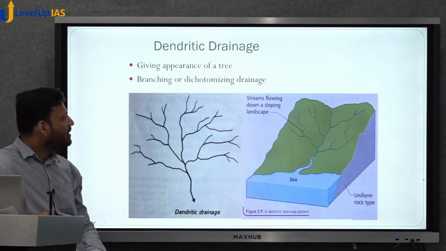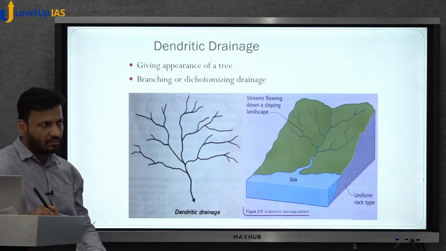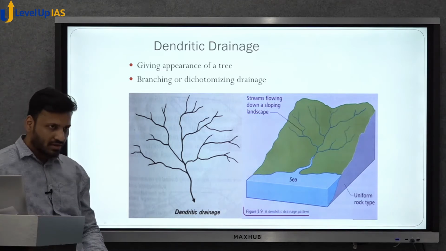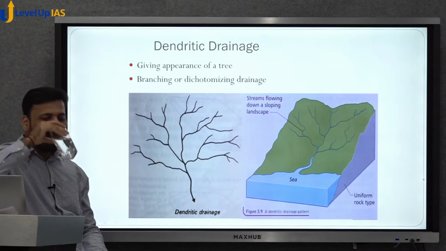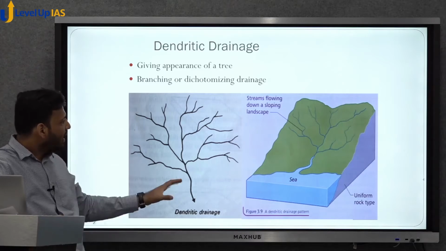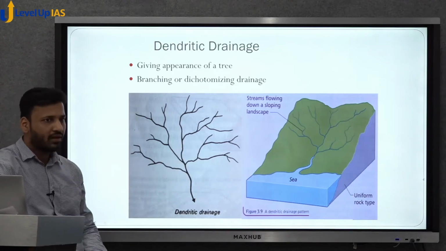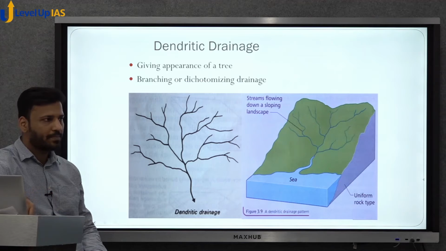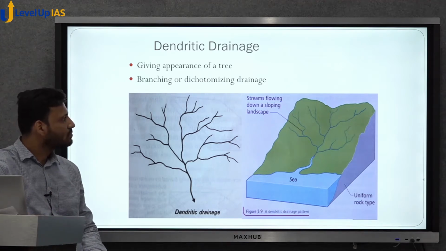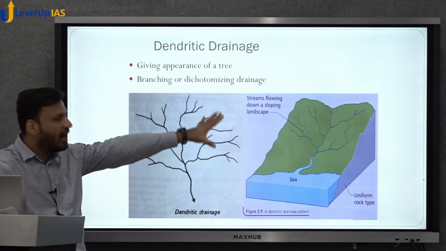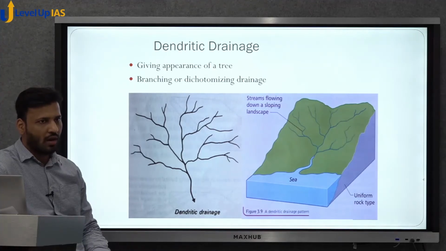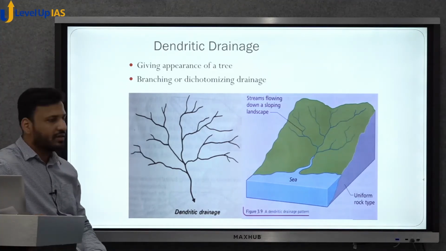So first is the dendritic drainage pattern. Dendritic means what? Dendron means branches. Okay. So this looks like a tree and its branches. Can you see over there? So this whole pattern is called a dendritic drainage pattern.